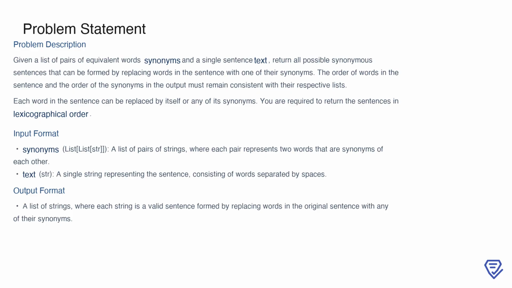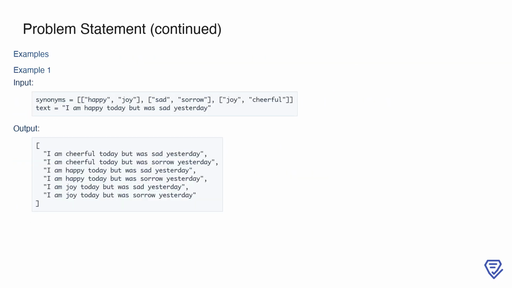The input consists of a list of synonym pairs, where each pair defines two words that are considered synonyms, and a sentence expressed as a single string. The output is expected to be a list of all possible valid sentences that can be generated by applying the synonym replacements. To understand this better, let's look at the first example.